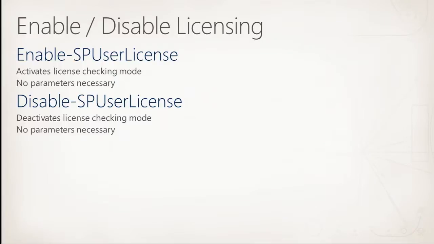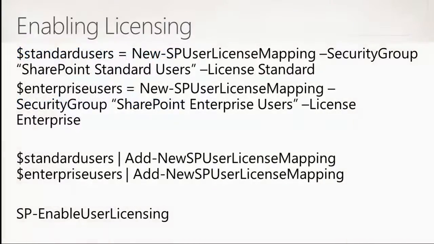So let me show you what the script looks like. So to enable licensing, first I've created 2 groups, standard users and enterprise users. And so I do new SP user license mapping with the security group parameter, and then I do license standard or license enterprise. Then I pipe those variables I have there to add new SP user license mapping. And then finally, I call SP enable user licensing. So if I get all my accounts right and all that stuff, we should be able to demo this.